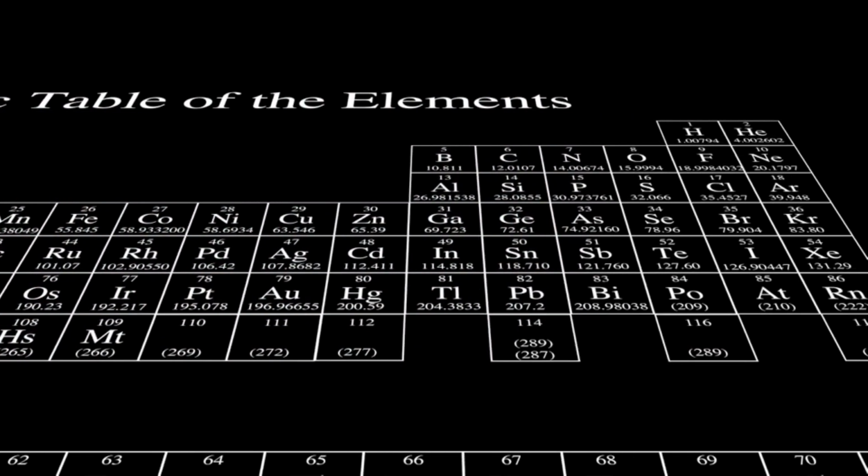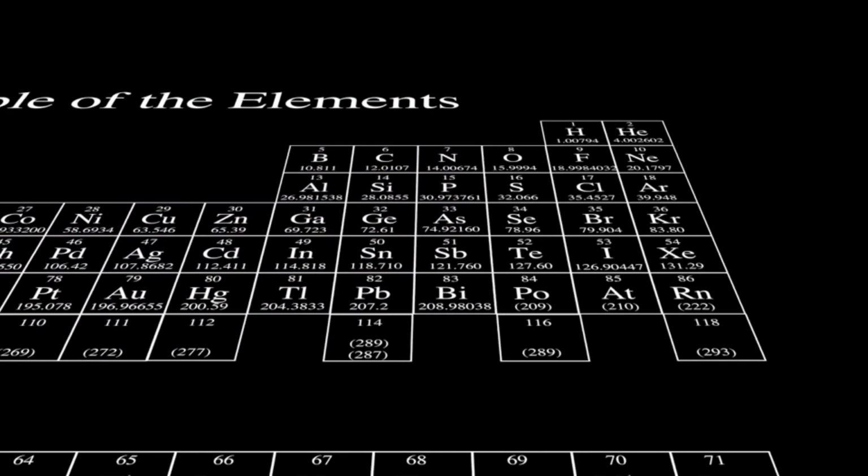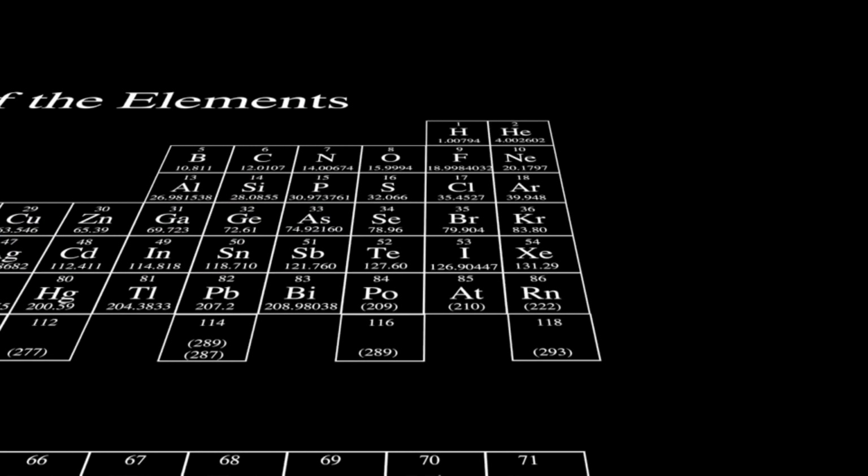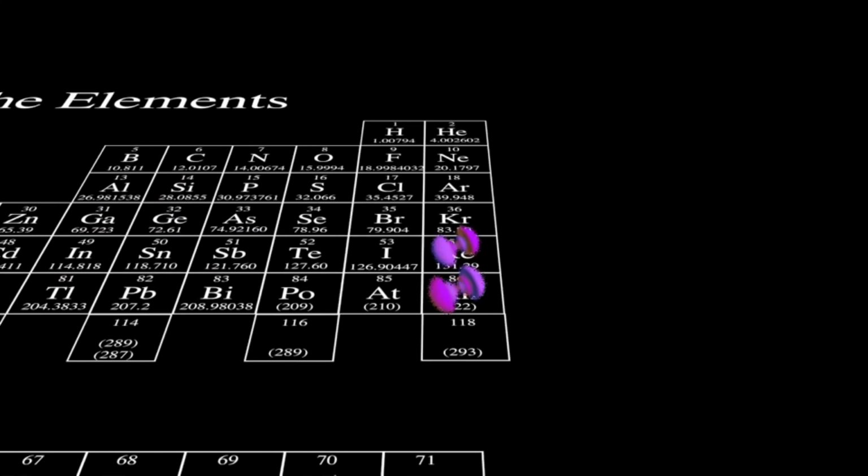All of the elements in the table are arranged into groups based on different values of L. Elements in a given column have their outer electrons in similarly shaped orbitals, and this means they have similar chemical properties. This is the S group. It has L equals 0, and each row in this group can hold 2 electrons.